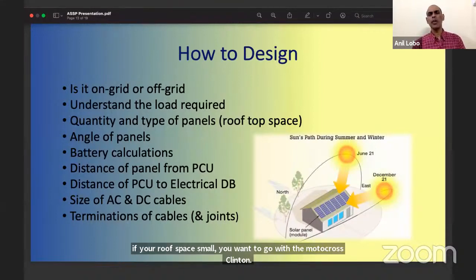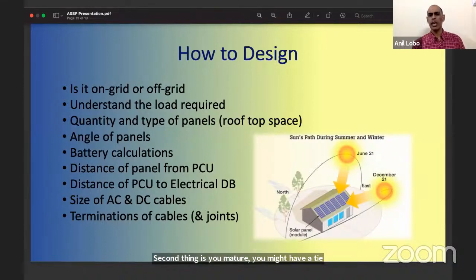Second thing is you might have a tighter budget. Instead of having, say, 5,000 dinars, you might have 3,000 dinars that you want to invest. So go with a smaller panel.